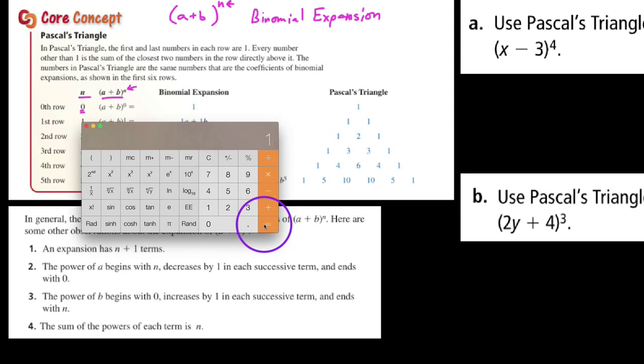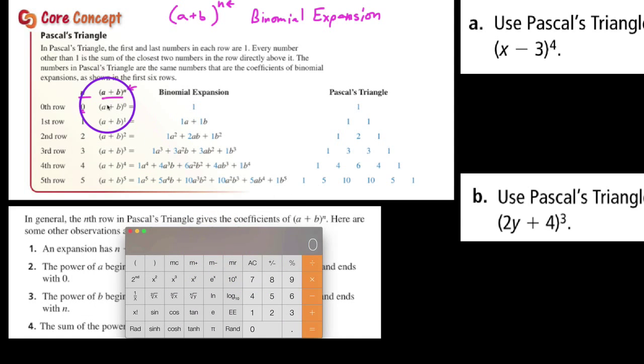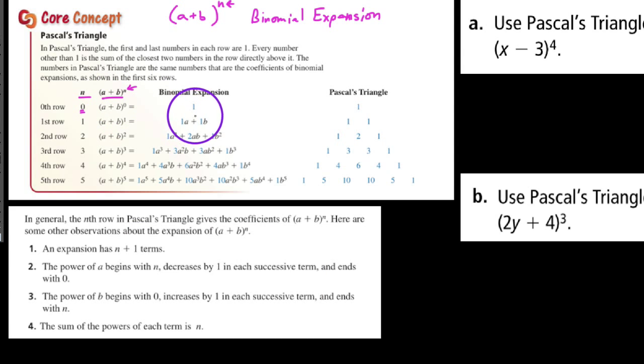Let's see what this says here. Ooh, that's crazy, because I would tell you that that's indeterminate form. But by the way, we're just going to say that this binomial to the 0th power would be just 1.